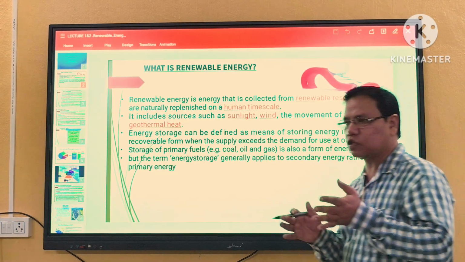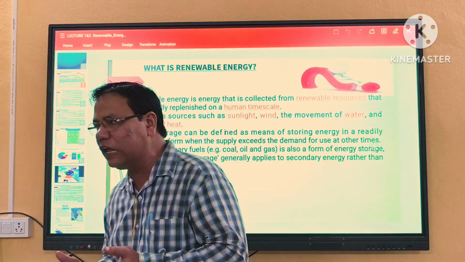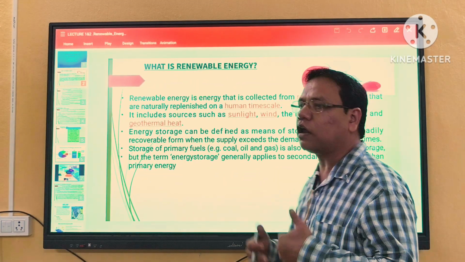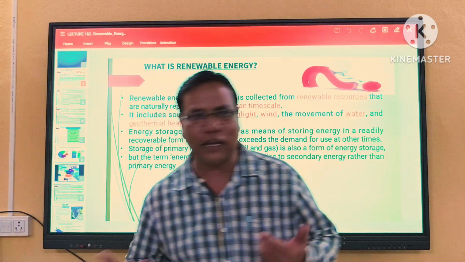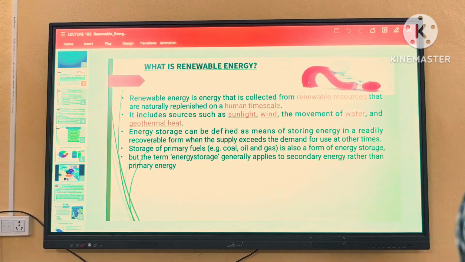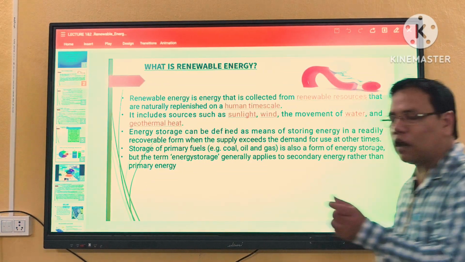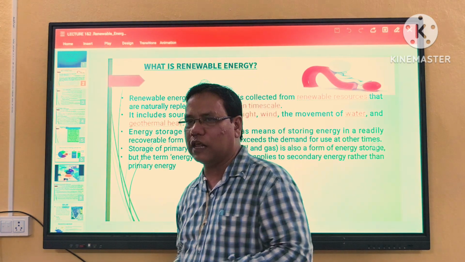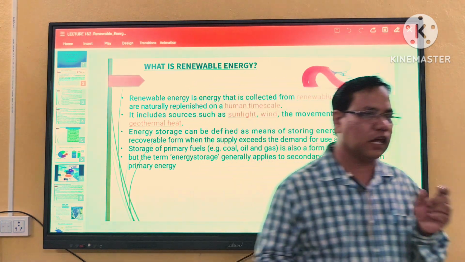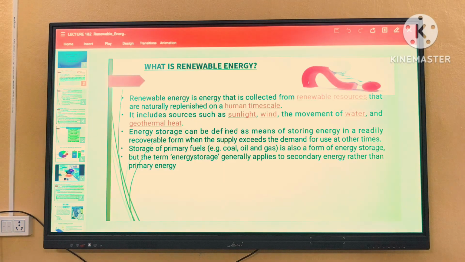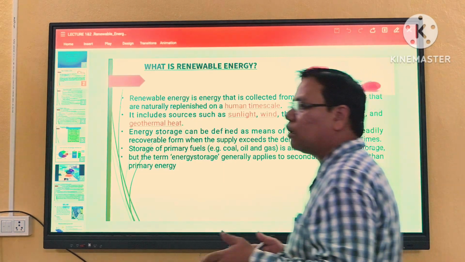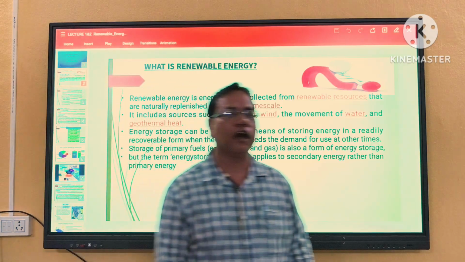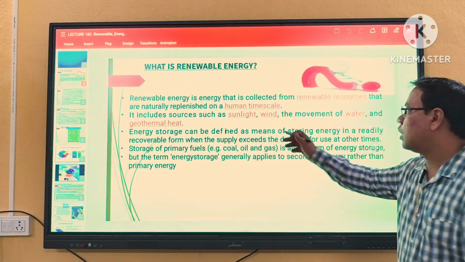A non-renewable energy source is the source which will be completely lost after utilization. We cannot further utilize the non-renewable energy source after utilization. But the sources which can be reused several times according to our requirement are called renewable energy sources. Now, what is the definition?